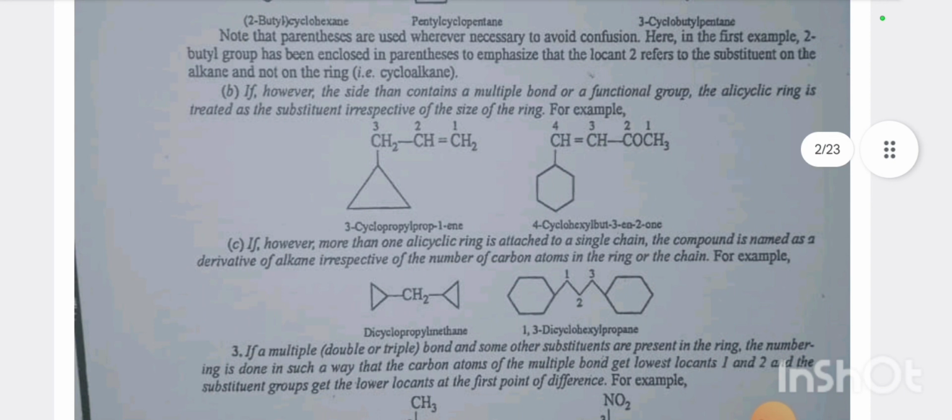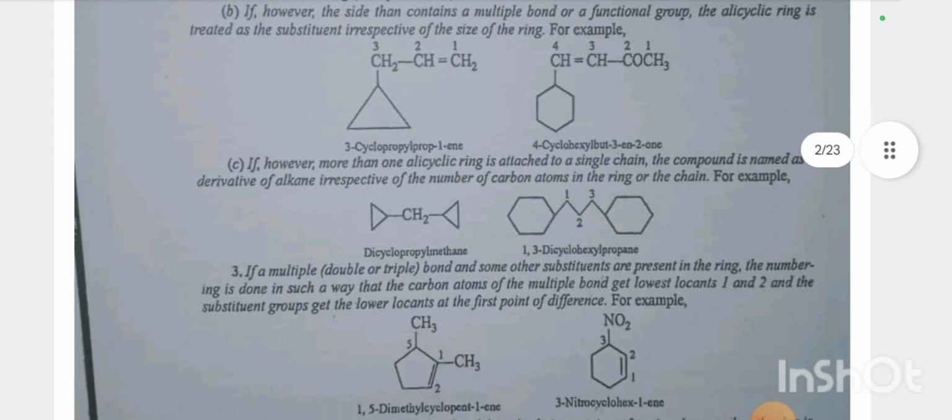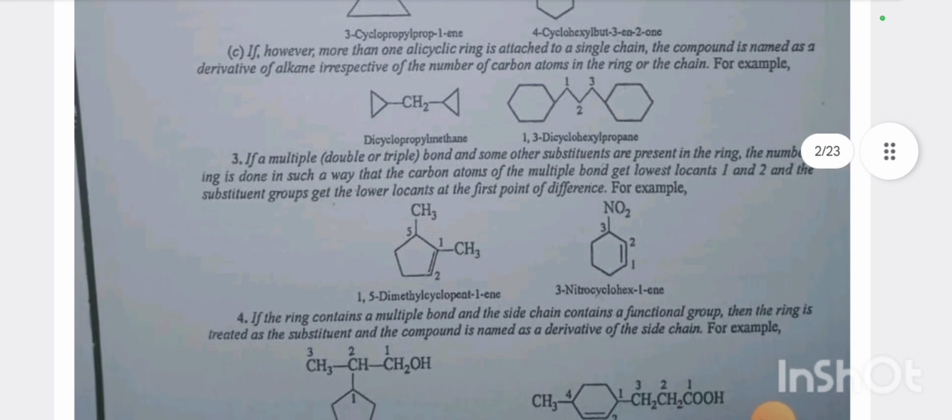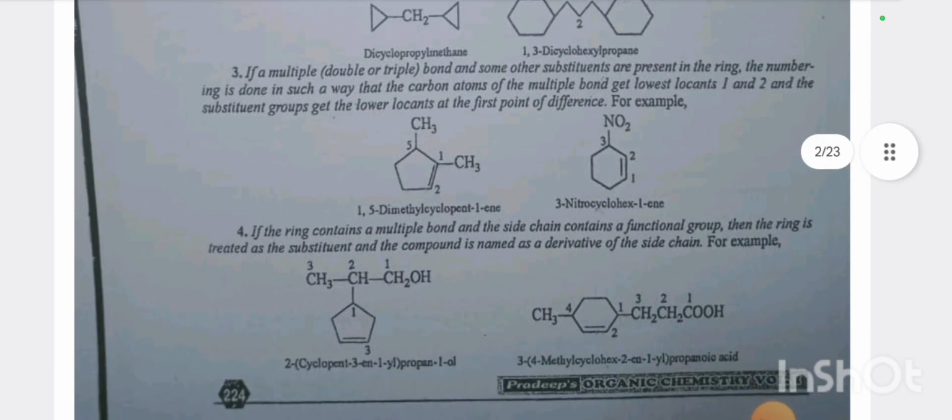B. If, however, the side chain contains a multiple bond or a functional group, the alicyclic ring is treated as the substituent irrespective of the size of the ring. C. If, however, more than one alicyclic ring is attached to a single chain, the compound is named as a derivative of alkane irrespective of the number of carbon atoms in the ring or the chain. For example, dicyclopropylmethane.